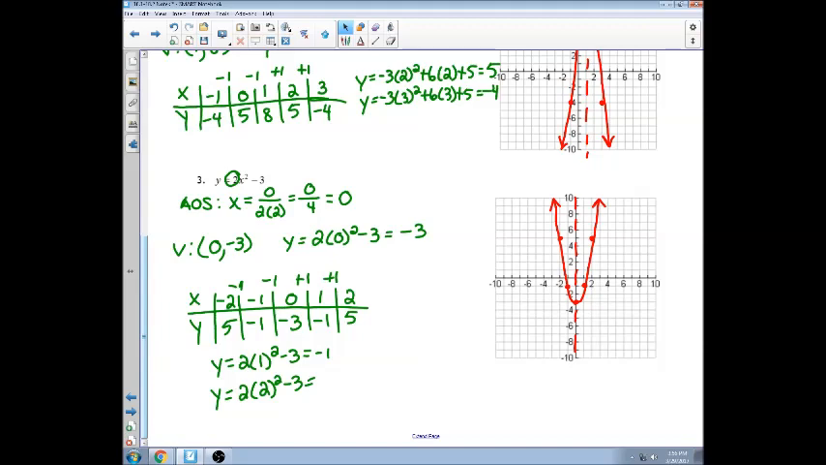Remember to draw your axis of symmetry on every graph and to plot your vertex. After I've done all that, then I'm going to make a table to find 2 more points on either side of my vertex, and that will allow me to go ahead and graph my quadratic function.